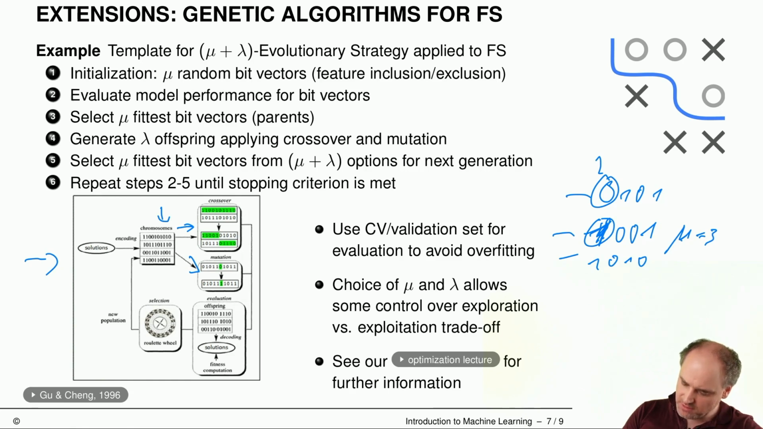Then we evaluate, and then we boil down to the mu elements. And I guess there's also usually a component in there, how you select the parents. You can just do that with uniform probability, or you can also put the parents in a certain sense on a roulette wheel and select them based on their performance, which we usually call fitness.